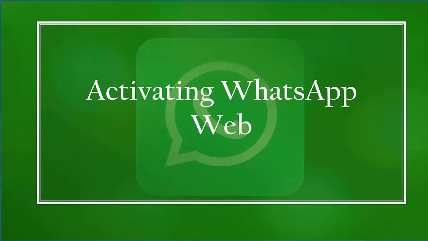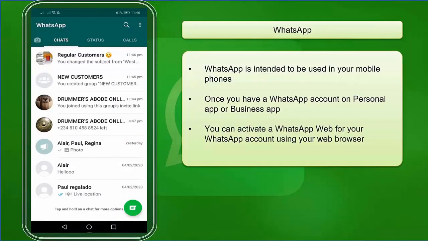Hello guys! In this lesson, we're going to talk about activating WhatsApp Web. Let's get started. WhatsApp is intended to be used in your mobile phones. Once you have a WhatsApp account on the personal app or the business app, you can activate a WhatsApp Web for your WhatsApp account using your web browser.